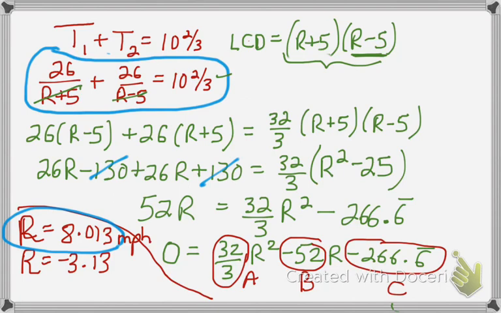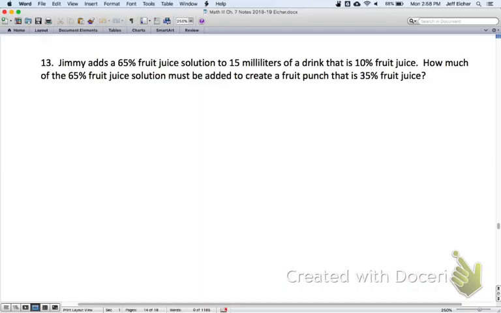And now let's look at the last word problem. This says Jimmy adds 65% fruit juice solution to 15 milliliters that's 10% fruit juice. How much of the 65% fruit juice, so there's my question, how much of that, must be added to the other drink to create a new punch that is 35% fruit juice?